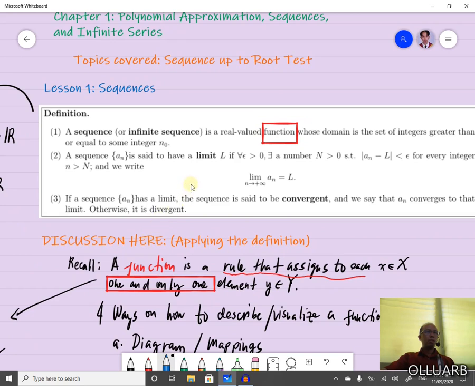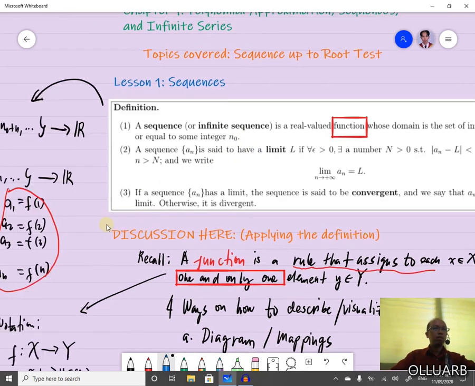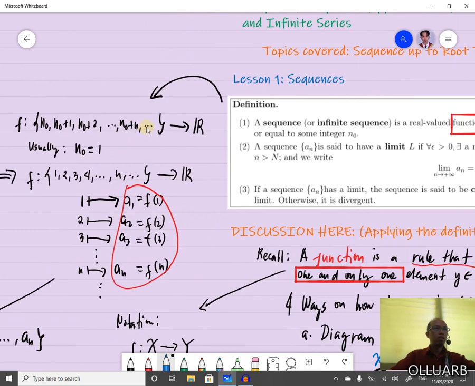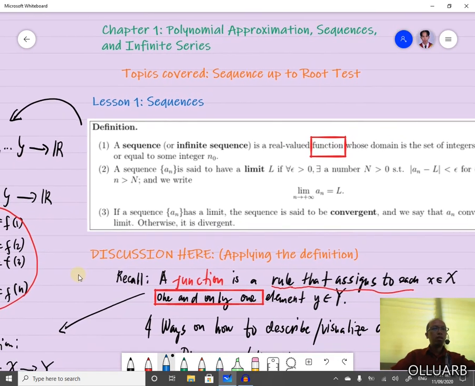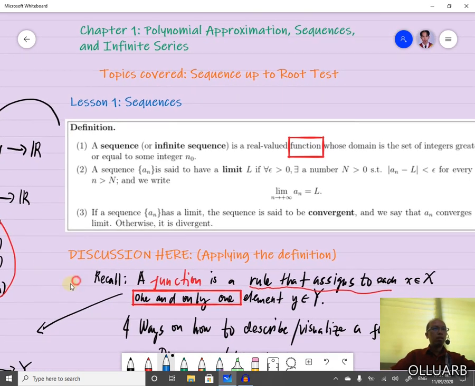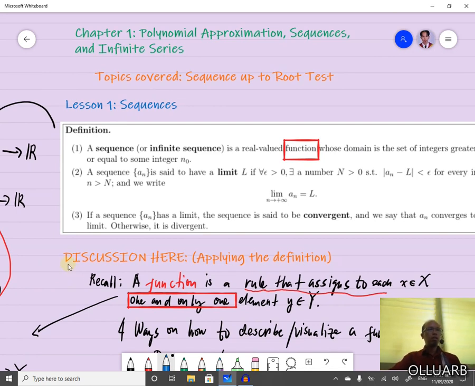we will be talking about the limit of the sequence. So as you can see, the domain is the set of integers greater than or equal to n naught, some integer n naught. As you can see, we have an infinite sequence, because of the dots here. So that means it is an infinite sequence. So you will be finding the limit as n approaches infinity.